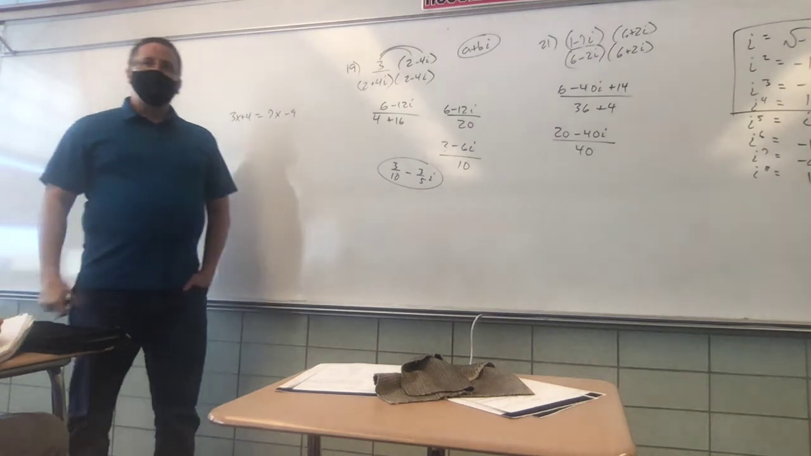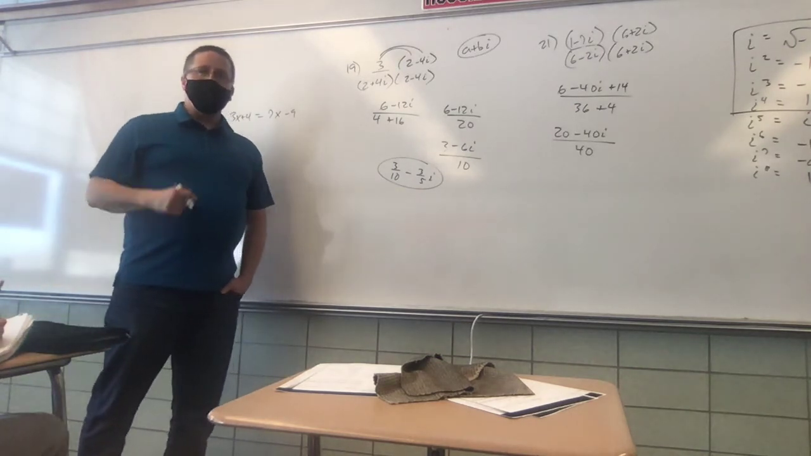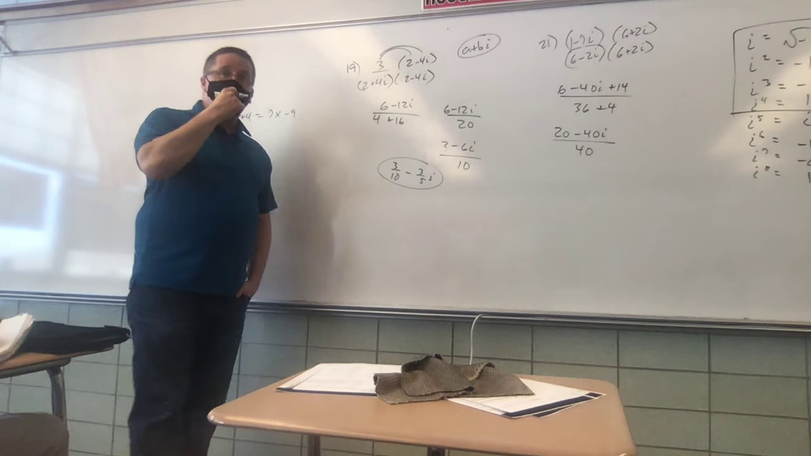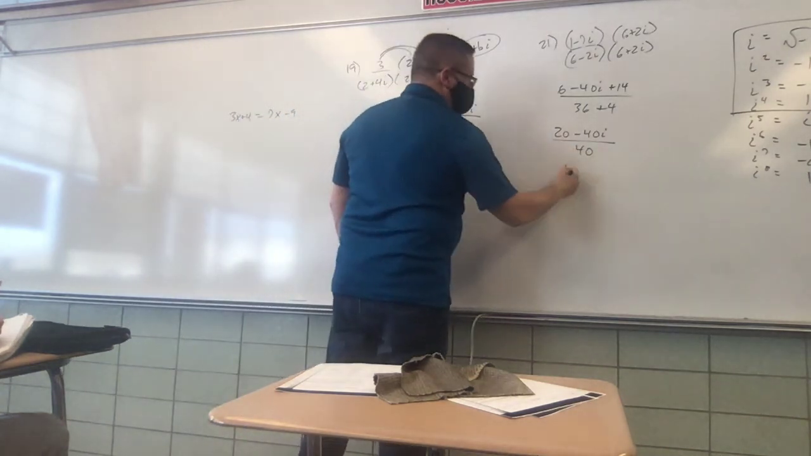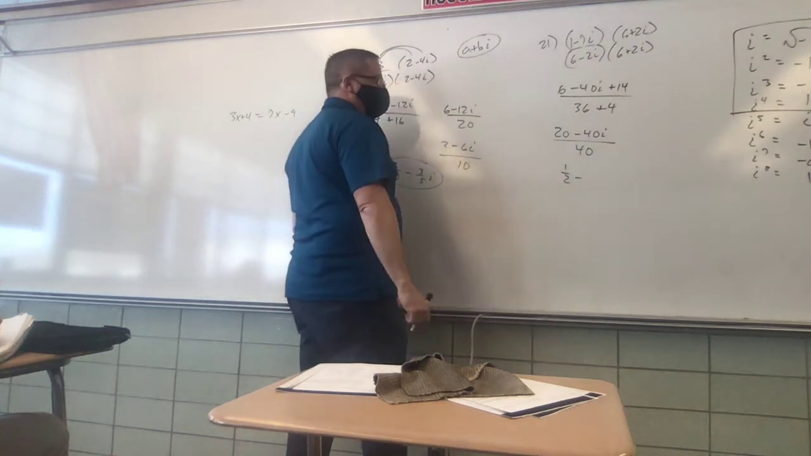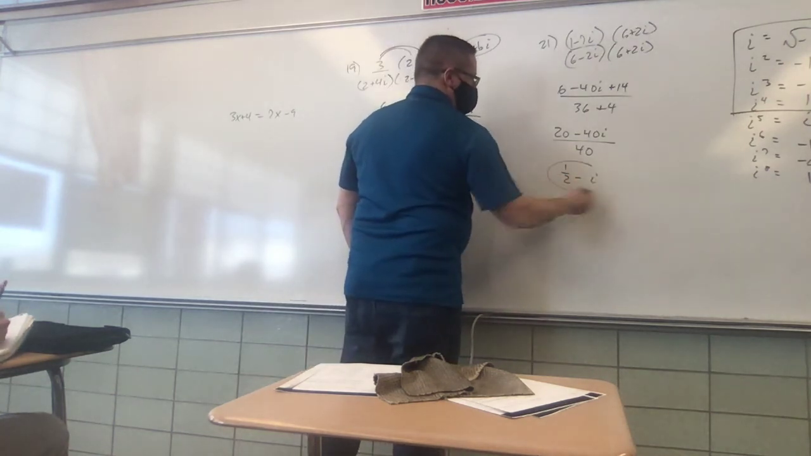And mentally, let's break it up and also simplify it. The real part, unsimplified, is 20 40ths. But what is 20 40ths? 1/2, minus, what's 40 40ths? 1i. A half minus i.